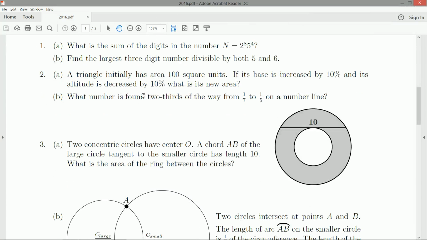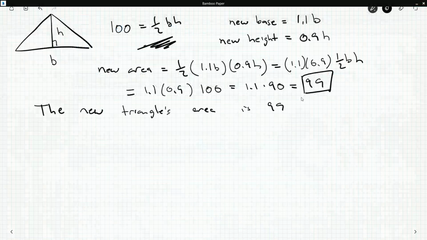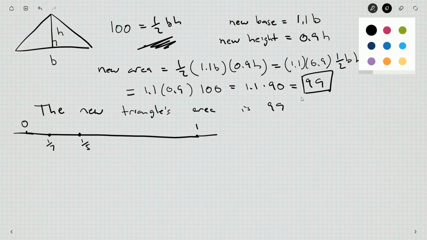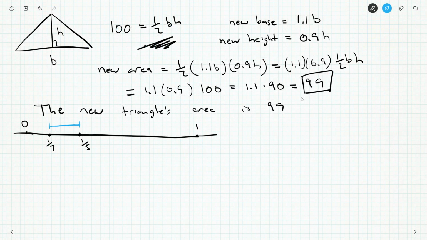B. What number is found 2/3 of the way from 1/7 to 1/5 on a number line? Okay. So we could draw a picture of our number line. It's going to keep going, but we really only care between 0 and 1 here. 1/5 is probably somewhere down here, and 1/7 even closer to 0. So we have some distance here, d, and we want to go 2/3 of d towards 1/5.